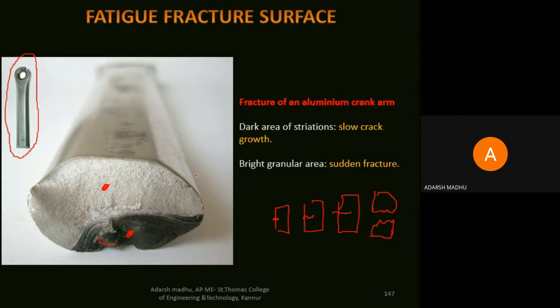A bright granular region shows a sudden fracture. It is shown here. A bright granular region shows a sudden fracture and a dark region shows a slow crack growth. It shows a slower crack growth.